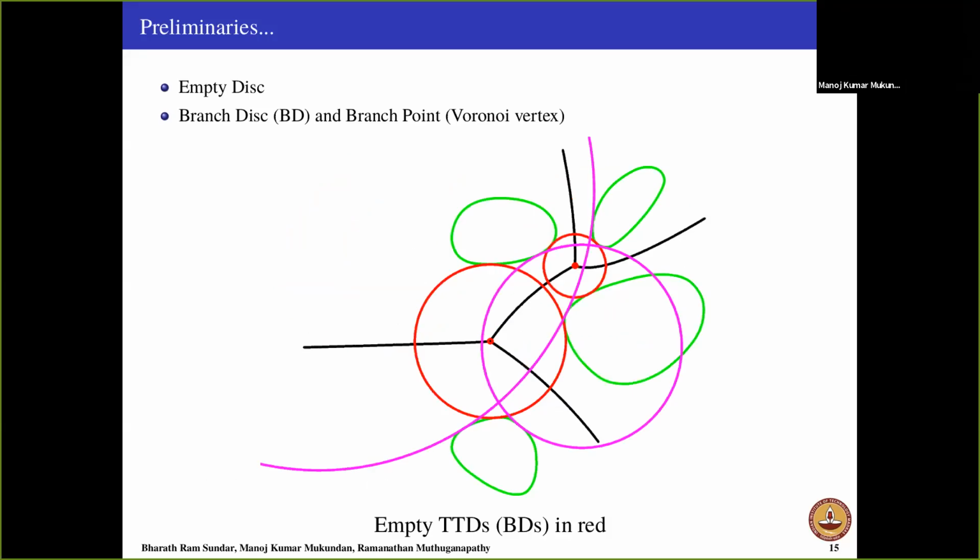A touching disk is said to be empty if its interior doesn't intersect with any of the input curves. All disks in the figure are TTDs, among which red disks are empty. Branch disk or BD is an empty TTD whose center is a branch point, shown in red color.